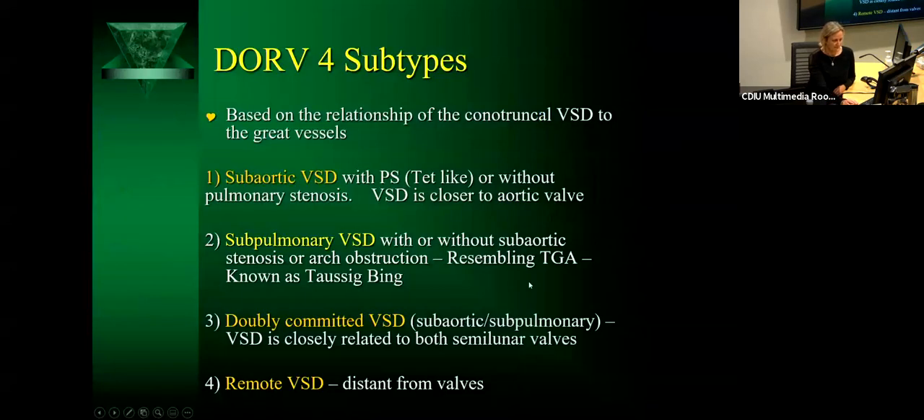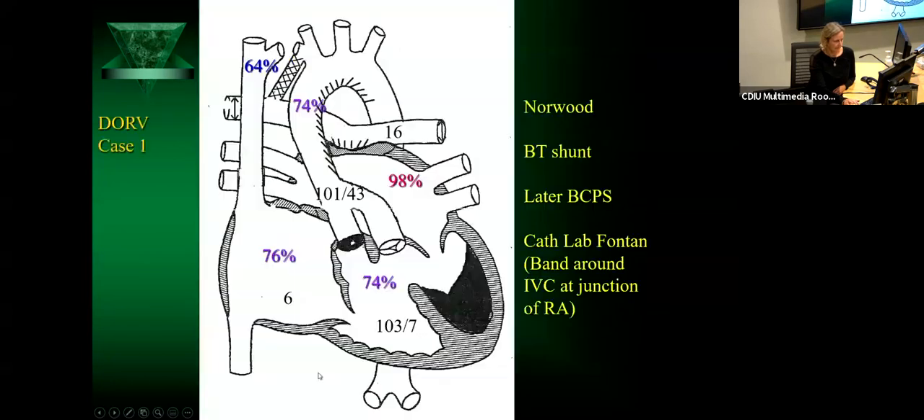So there are 4 subtypes. A future lecture will focus on double outlet right ventricle. Dr. Mazwi was going to do it today, but we'll reschedule him. So in double outlet right ventricle, there are 4 subtypes: subaortic VSD with a pulmonary stenosis, which is TET-like; subpulmonary VSD with or without subaortic stenosis or arch reconstruction, resembling a TGA; doubly committed VSD; and then a remote VSD.